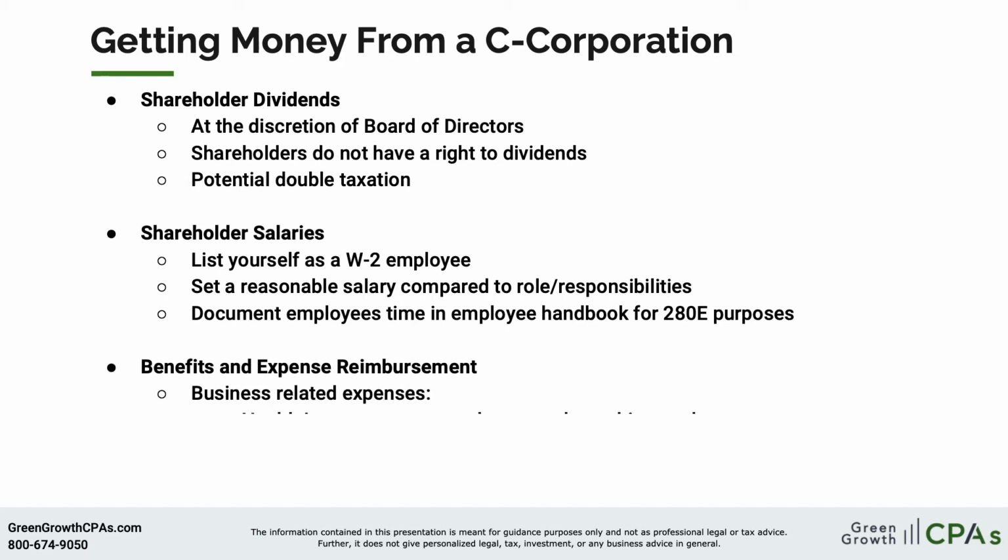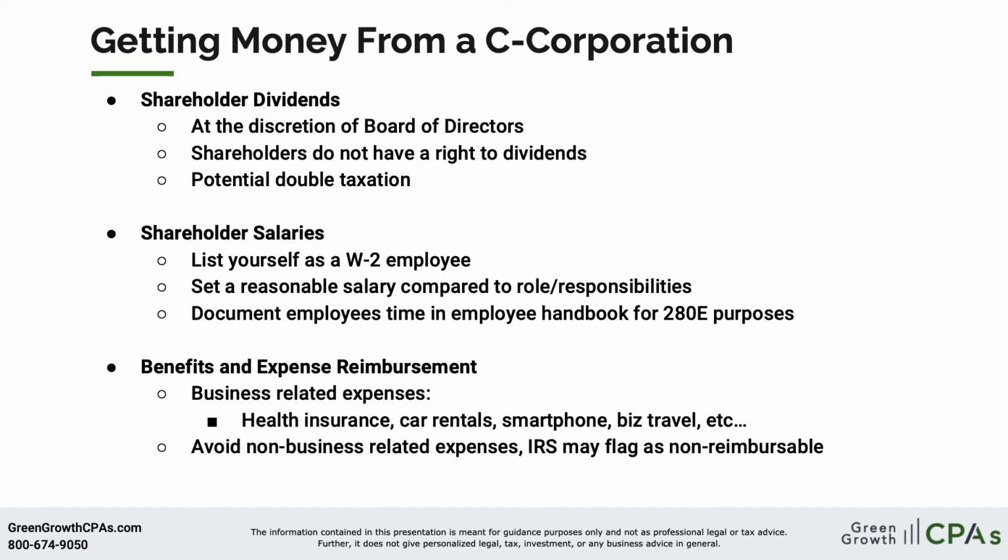The next way to get money out of your Cannabis C-Corporation is to have benefits and expenses reimbursed to you. Now, you can have certain costs reimbursed by the C-Corporation, provided that they are at least partially related to the business. For instance, benefits such as health insurance, life insurance, car rentals, smartphone and laptop costs, and other business-related travel and utilities can be reimbursed by the C-Corp. You want to make sure that you avoid non-business related expenses such as entertainment tickets or school fees for your children, as the IRS will likely flag these costs as non-reimbursable.